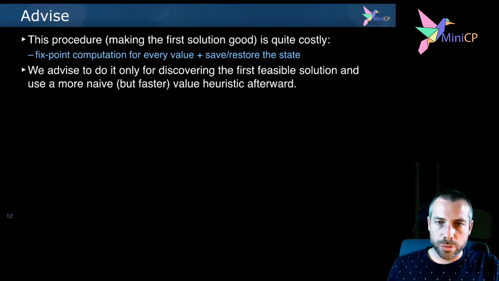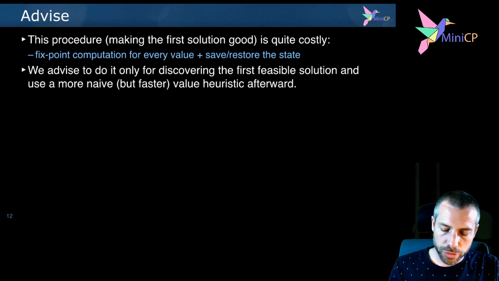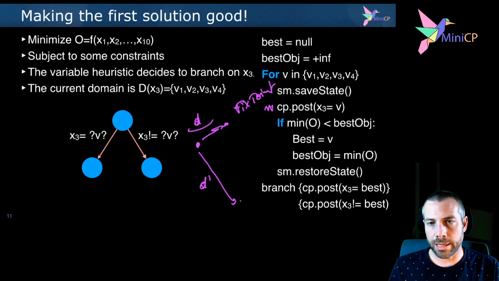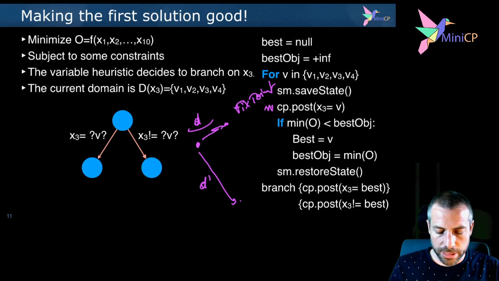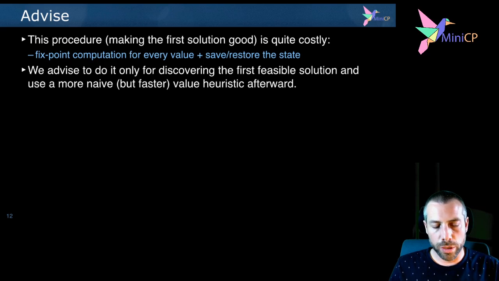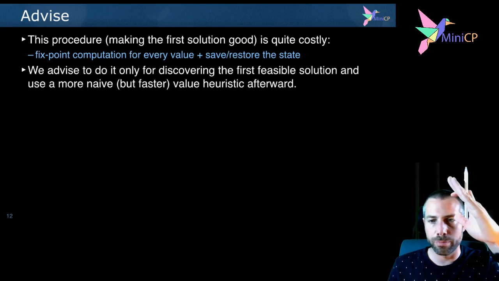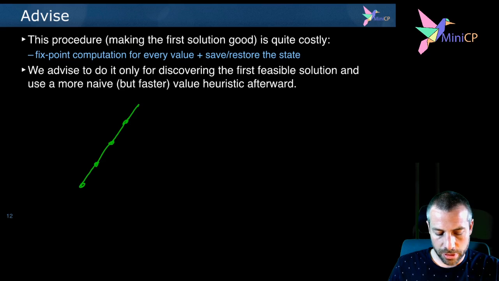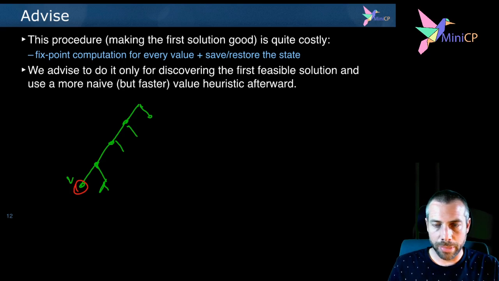This procedure is quite costly because you really do the propagation and the fixed point computation. When you execute this line, you compute the fixed point. And this is why it's quite costly to do it at every node of the search. So to make the usage of this very nice and elegant idea a little bit cheaper, we advise you to use this strategy only to discover the first leftmost solution, and then you can deactivate it and use a fallback heuristic that is faster. Once you have discovered this solution, for the rest of the search tree, you use another strategy that is a little bit faster. But discovering this first solution, which should be very good, quickly might be done by using this idea.